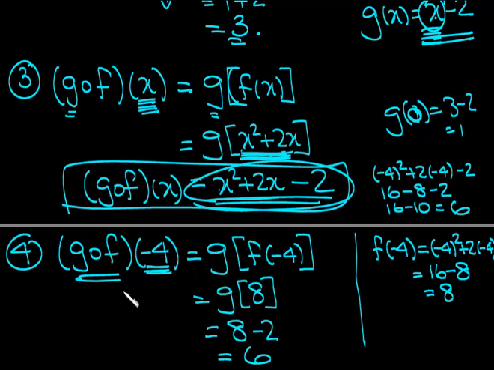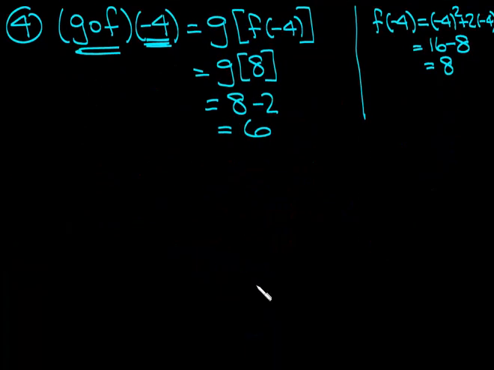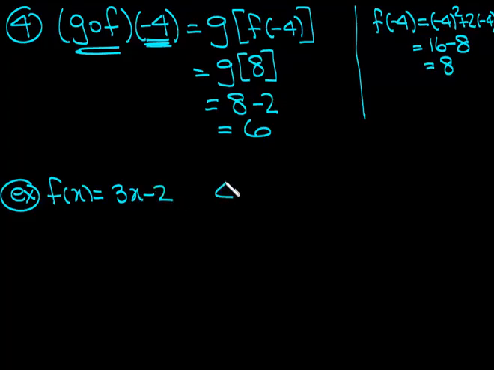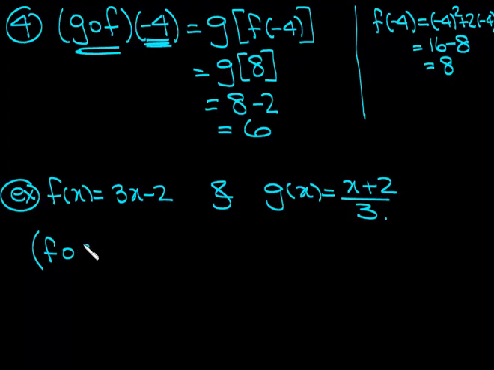And that's how you create new functions from old functions. And you could also have complicated functions. I just used 2 very simple functions, but that's not always the case. So just keep that in mind. Let me give you one last example. Let's say f of x was 3x minus 2 and g of x was x plus 2 over 3. Let's find f naught of g of x.